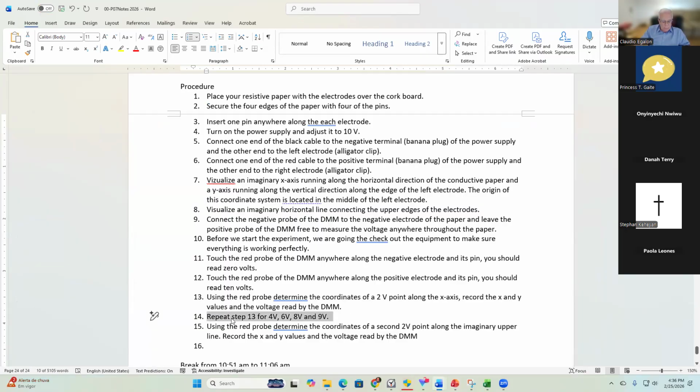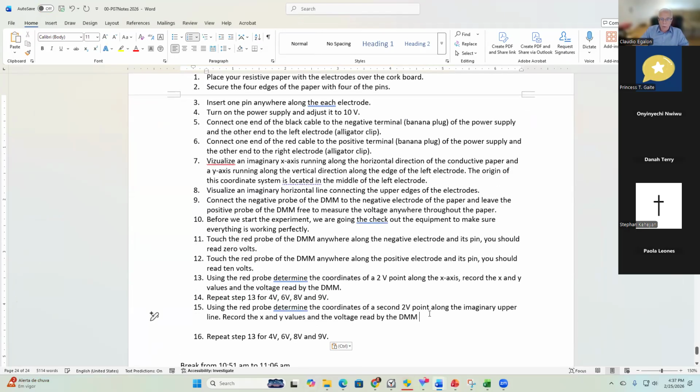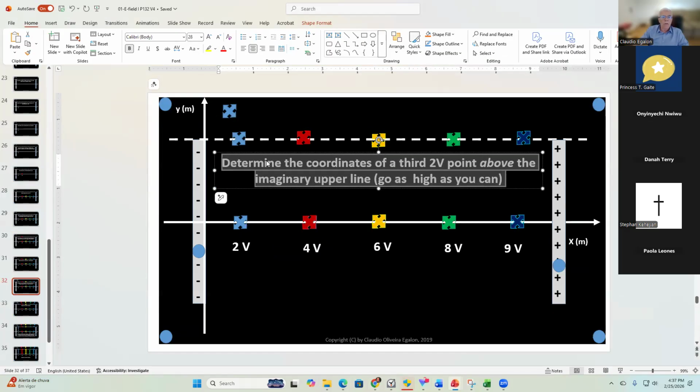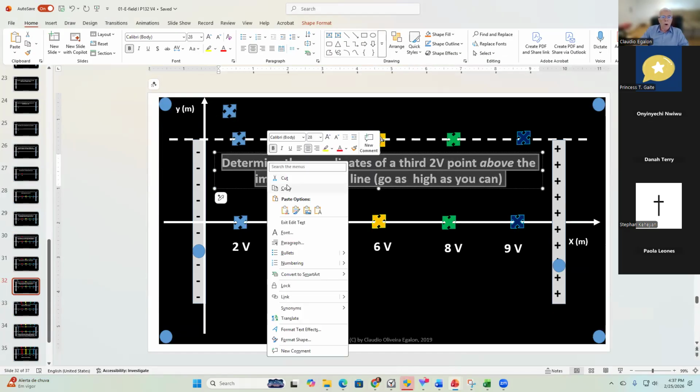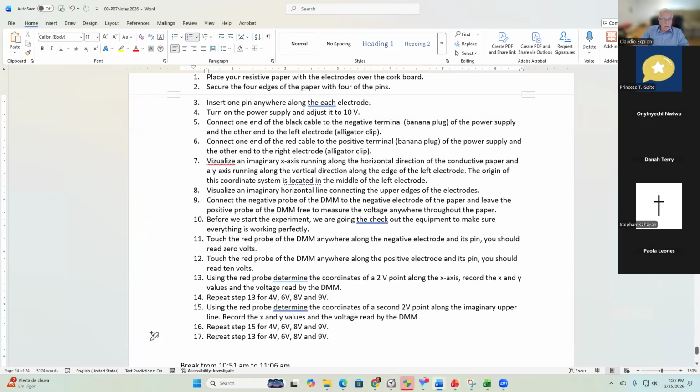Okay. And here, let me get that. I want to repeat step 15 for 4 volts, 6 volts, 8 volts, and 9 volts. Let's see, that's not what I want. I want something else here. I want this one here. Yeah, copy and paste it.